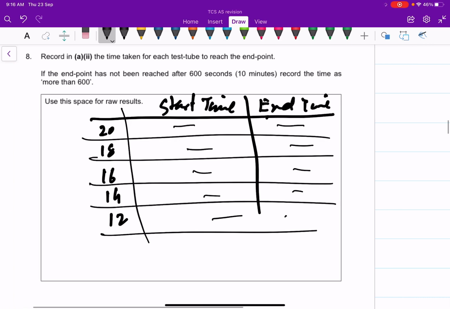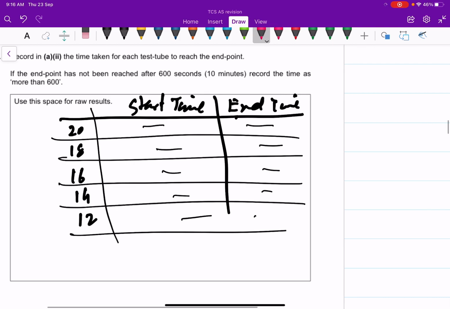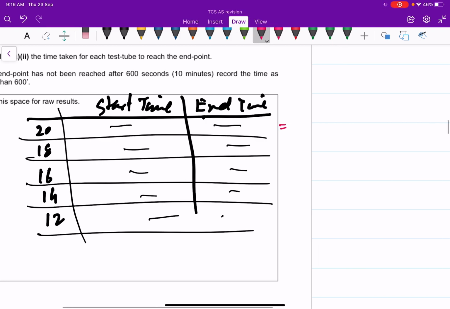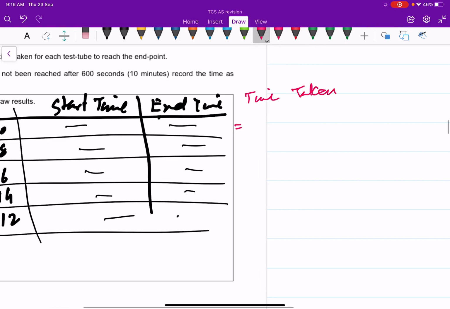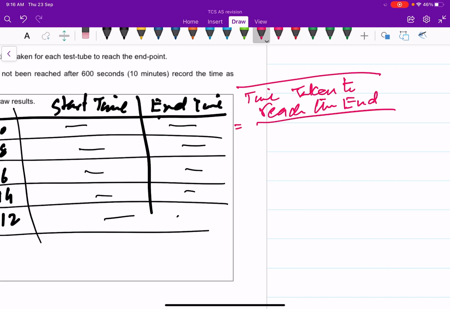for the time taken to reach the end point, you have to take the difference between the start time and end time and write it in seconds. So this would be the time taken to reach the end point. Okay, so you can calculate it. That should be written in seconds, and that should be in whole seconds, no decimals. Record in whole seconds.